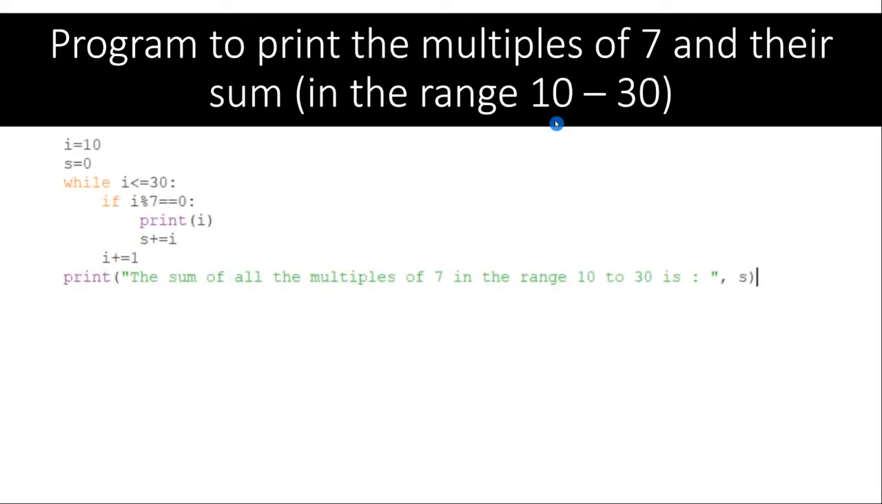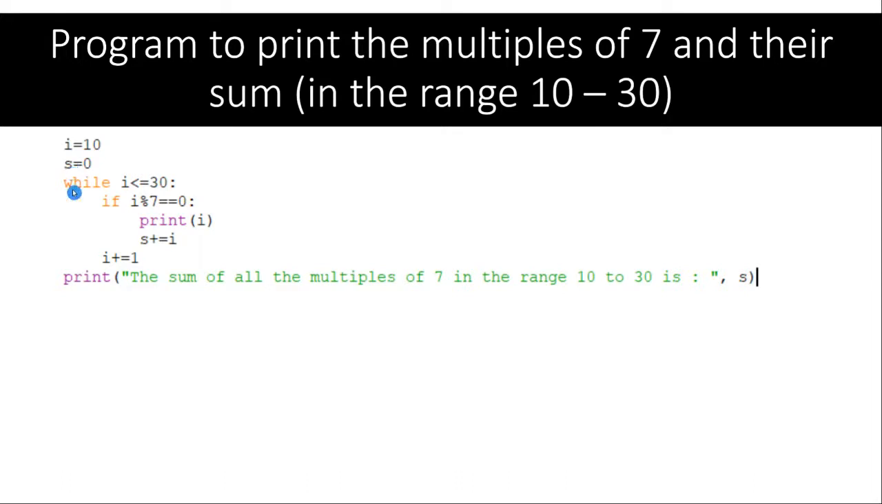Multiples of 7. For that, I am going to have two variables. One is a control variable. The other one is used to print the sum of those answers. So here I is a control variable, S is used to calculate the sum of the output.